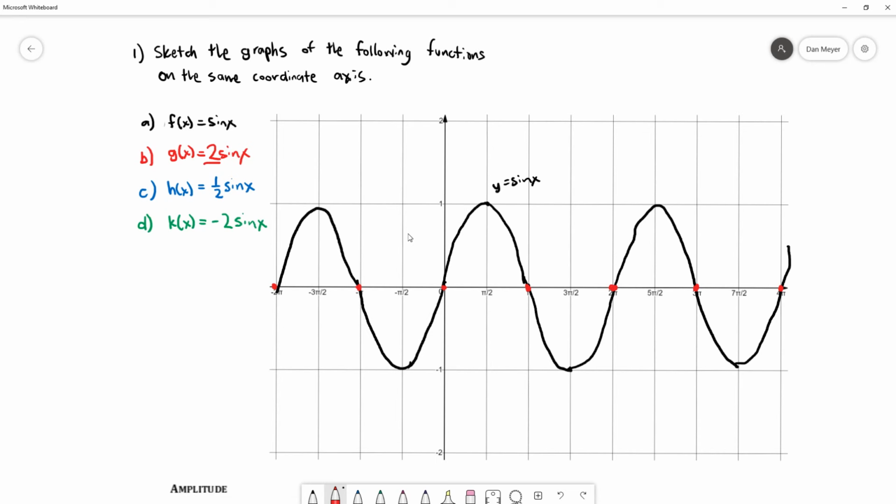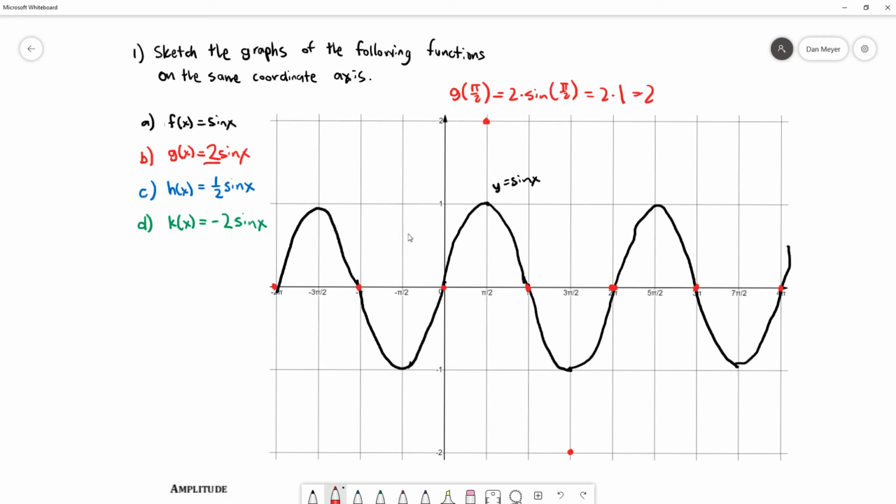Now, sine of pi over 2 is 1, and so if I do g of pi over 2, that would be 2 times sine of pi over 2, which is 2 times 1, which is 2. All right, so we can plot that point. In a similar fashion, when I go out to 3 pi over 2 and plot g, it's going to be negative 2. It takes negative 1 and stretches it out to negative 2.